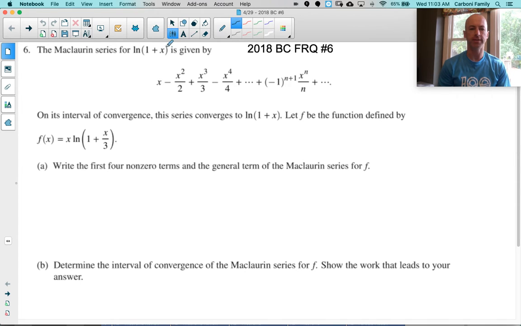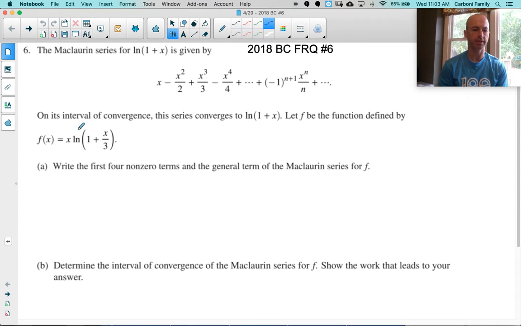Okay, looking at the 2018 BC number 6, the series question. They give you the series for the natural log of 1 plus x, and then they tell you that f of x is x times the natural log of 1 plus x over 3, and they start off by asking you to write the first four non-zero terms for f. And so I'm looking at f, and I'm looking at how it compares to the series that was provided, and I noticed two things. They multiplied by an x, and in the place of x, they put an x over 3.